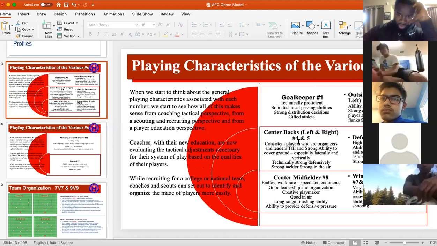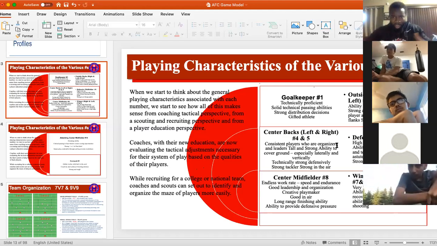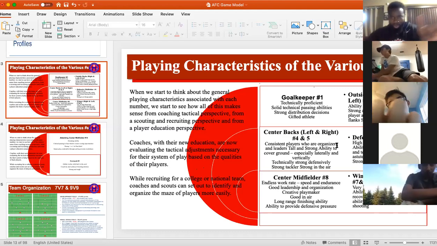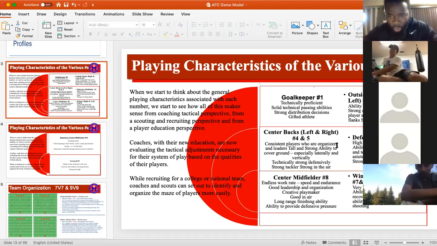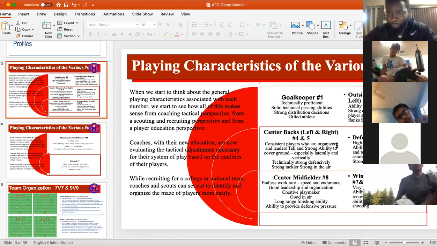And then for a center back, you should be a constant player, a guy who is constantly organizing the team. You should be tall, you should be big, you should be strong. You should have the ability to cover, to run back and forth. You should be able to move side to side. You should technically be strong defensively, and you should be able to give long passes and tackle very well, on the ground and in the air.